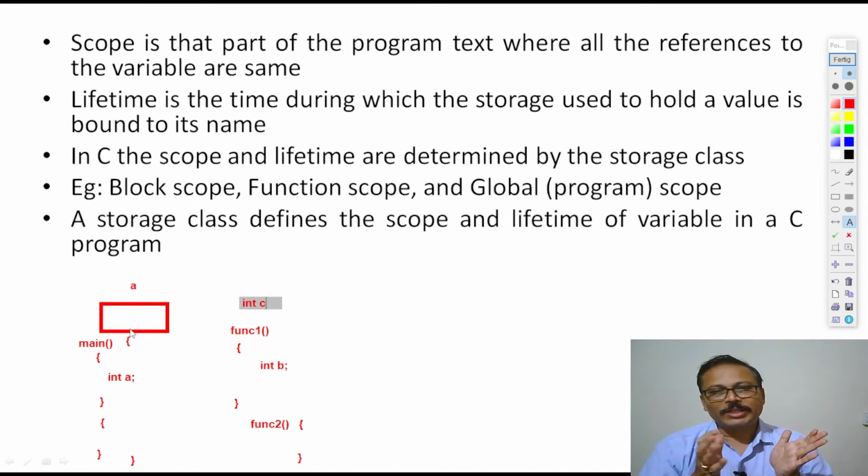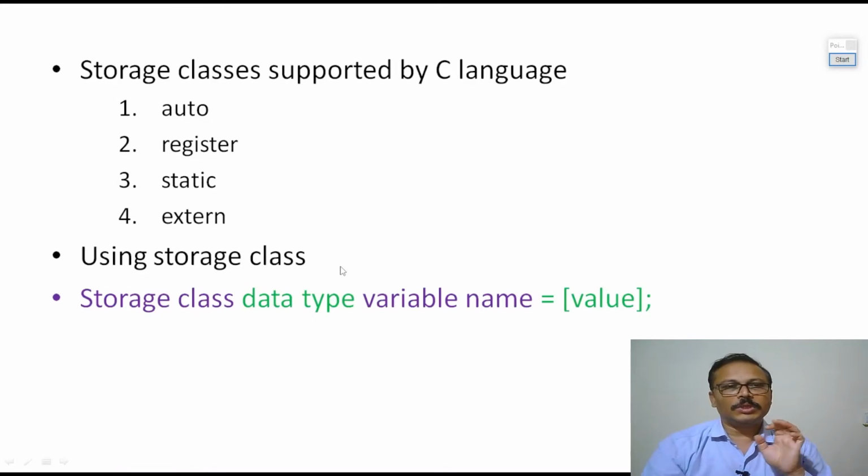So then why this scope and lifetime? In the case of C language, scope and lifetime are defined by what is called a storage class. So storage class defines the scope and lifetime of a variable in a C program. There are different types of storage classes supported by the C language: auto, register, extern, and then static. So these are the four storage classes supported by the C language.